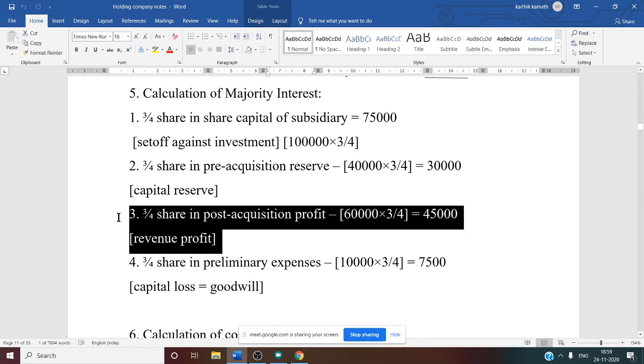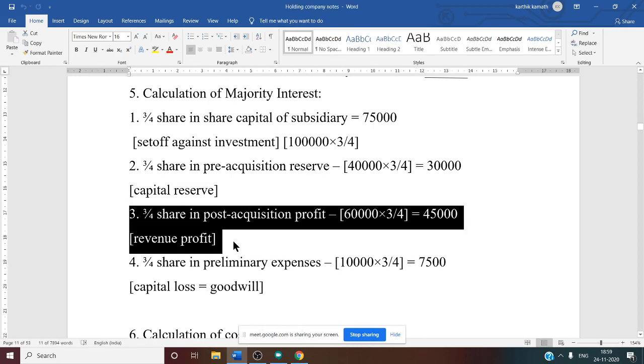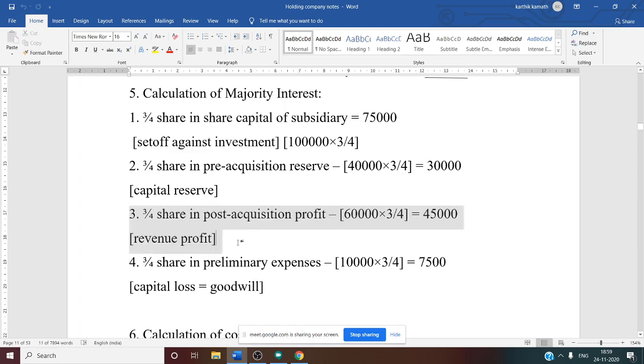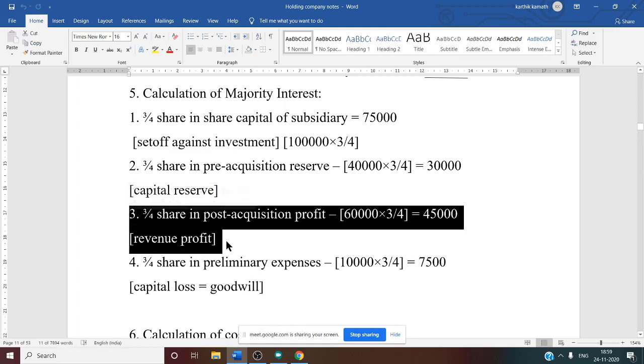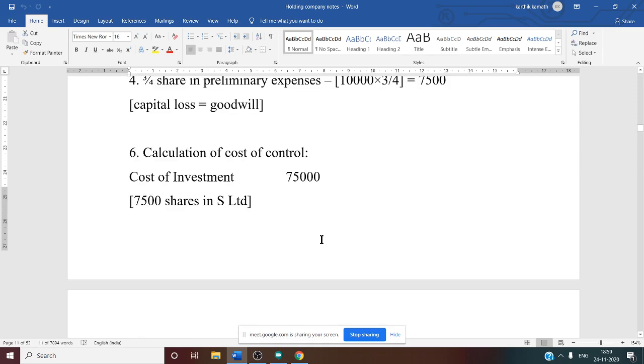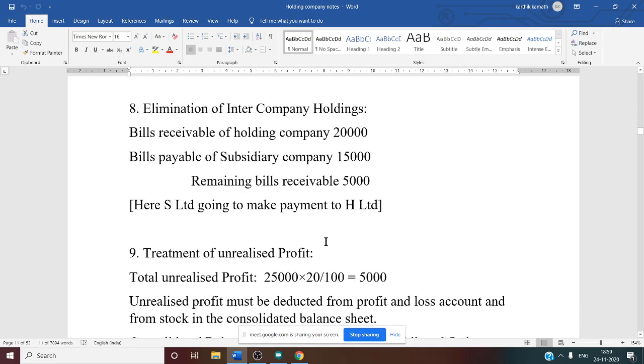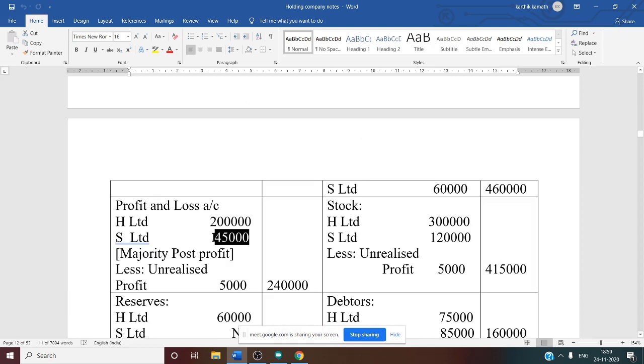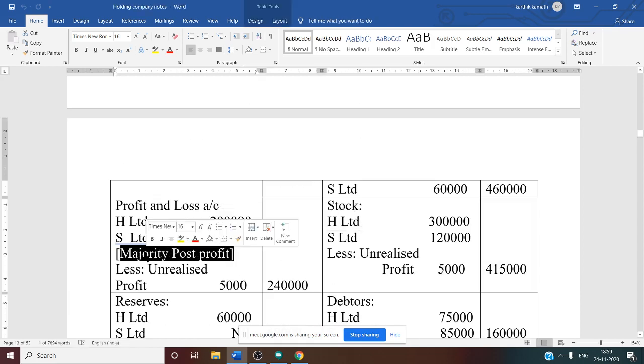Wherever there is revenue, you have written it, right? So that information you have to show in the balance sheet. Wherever there is a capital reserve, that is not there. Only revenue information. See here, the revenue profit we have written, post-acquisition profit, that's 45,000. So 45,000 you have to show here. For S Limited 45,000, so I have written here in the bracket majority post-acquisition profit. After that, now we got the total of the profit of H Limited and S Limited.